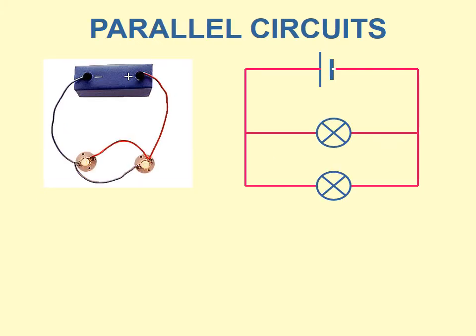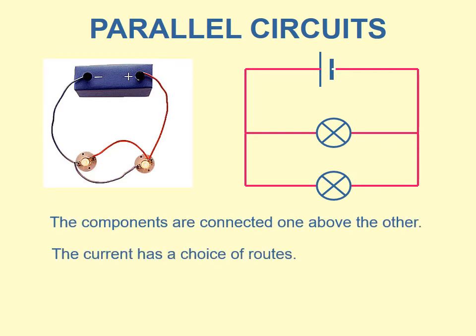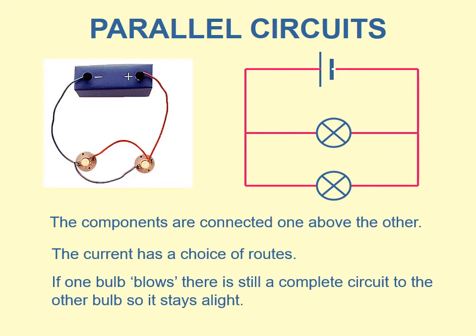We also have parallel circuits. Now the components are connected one above the other. We can see that in the diagram. Now if we think about the charges, the negative charges, passing round from the negative to the positive, what we're saying here is the current has a choice of routes. It has more than one path. So some of the current will flow through this path and the rest of the current will take this route here.